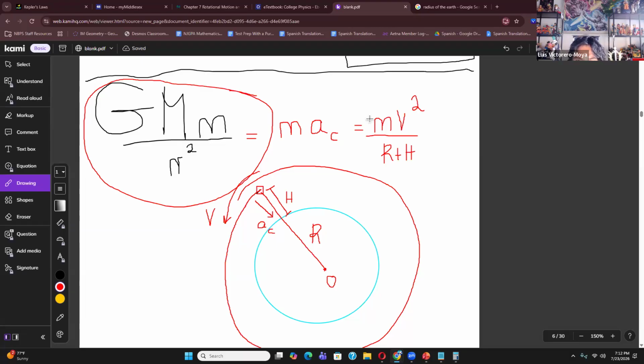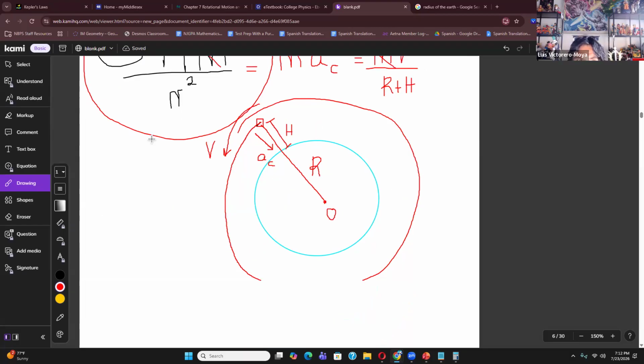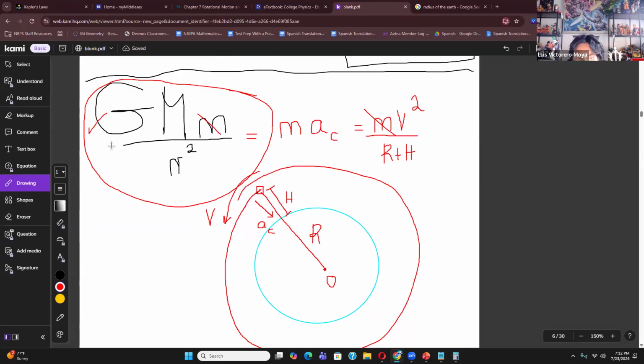So mass of the satellite is irrelevant. You need only G, of course, the mass of the Earth and this distance, which goes here, but this r is r plus h. So if you know the altitude of how far the satellite is from the ground, and you know the radius of the Earth, you know the speed of the satellite.